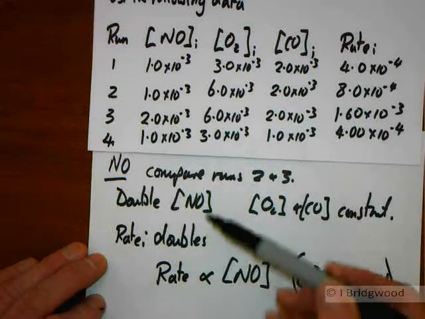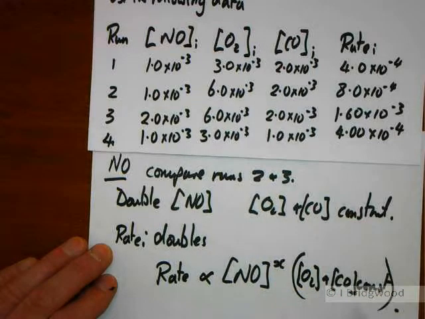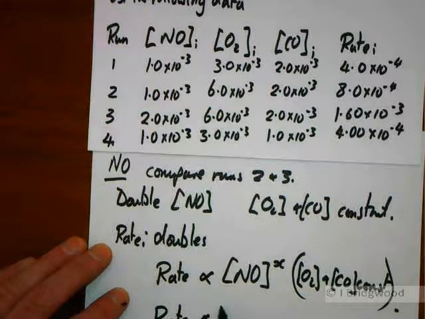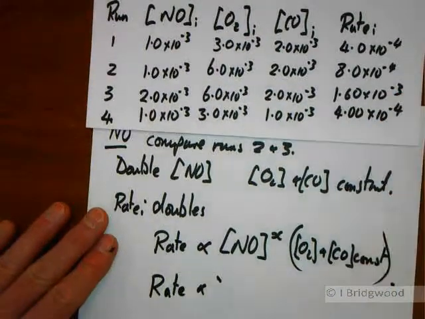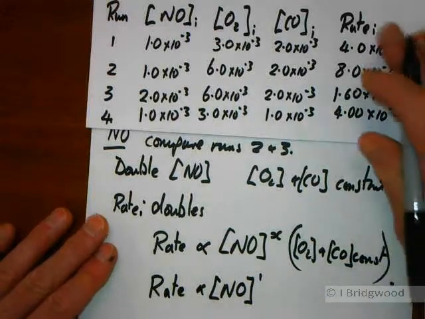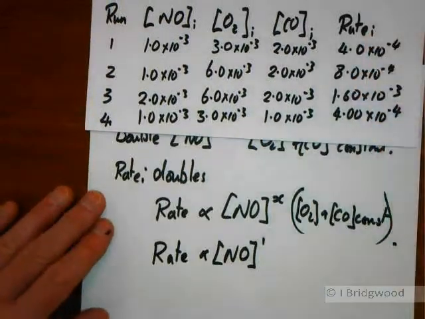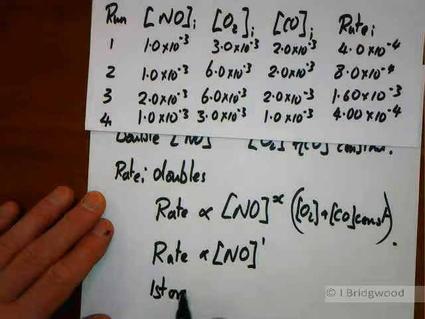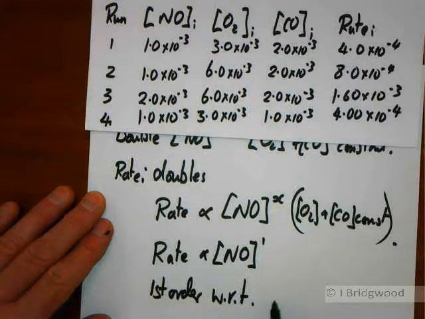And if we double the concentration of NO, the rate doubles, then it's directly proportional. In other words, it's first order with respect to NO.